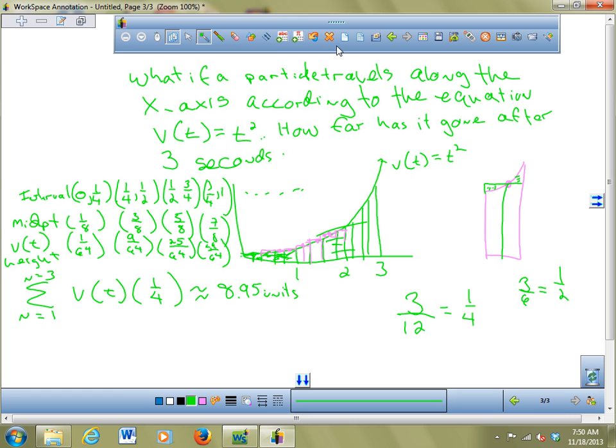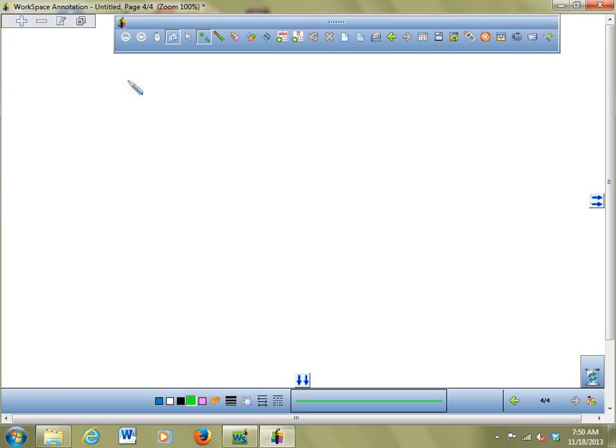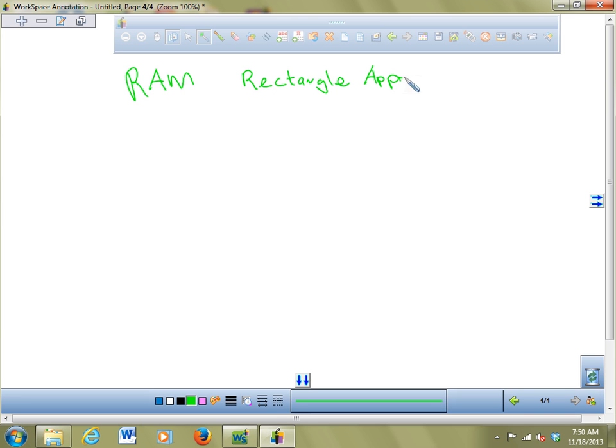So then we're going to talk about this thing called the RAM, the rectangle approximation method. And in this book, they have something called, and I've never really, they just abbreviate it, an LRAM. And then you have something called a RRAM. And then you have something called an MRAM.